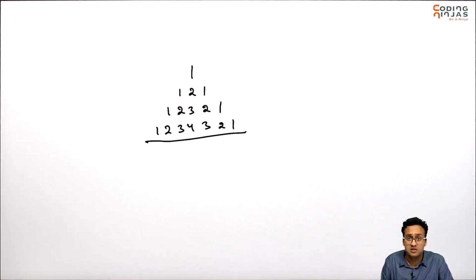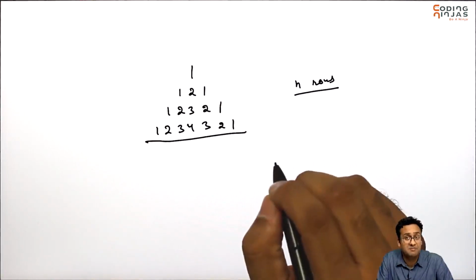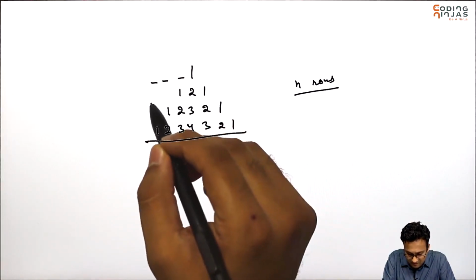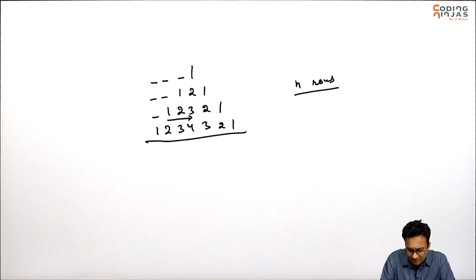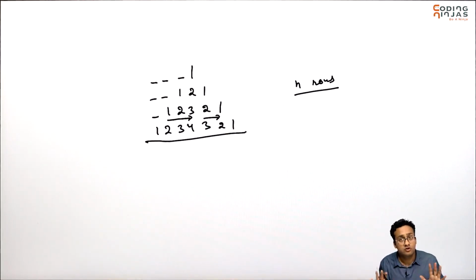So what's happening here is, I think we have n rows. Now each row, what's happening in each row? I think each row has some spaces, right? Then the row has some increasing numbers, then the row has some decreasing numbers. So you can split the row into three parts, right? Not two, but three parts: one, spaces, then increasing numbers, then decreasing numbers. Using this, I think we will be able to complete our work.